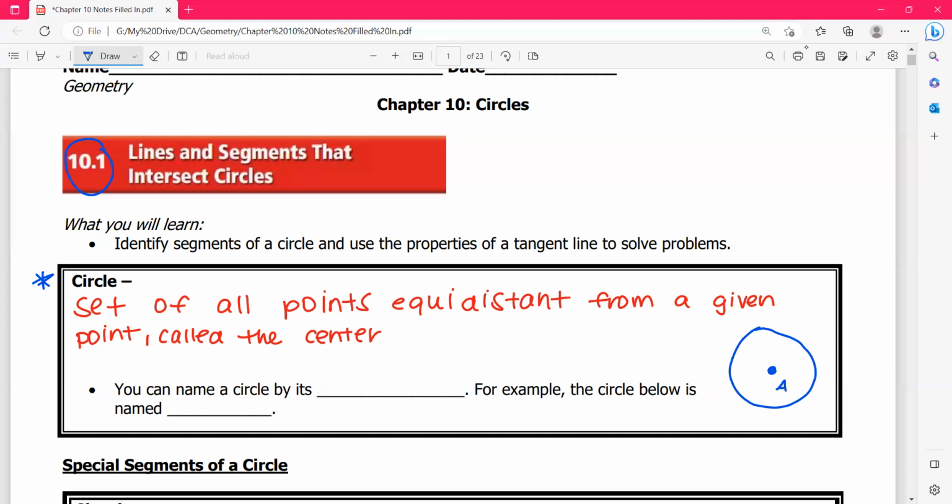The formal definition says that all of these points that are on the circle are all equidistant. What's that mean? The same distance from that center point. That's what makes a circle. All of those points on the outside are the same distance, equidistant from the center point. That center point is really important, and the letter that's associated with it, because that's how we name a circle. You can name a circle by its center. For example, the circle right here is named circle A. We use the center point.